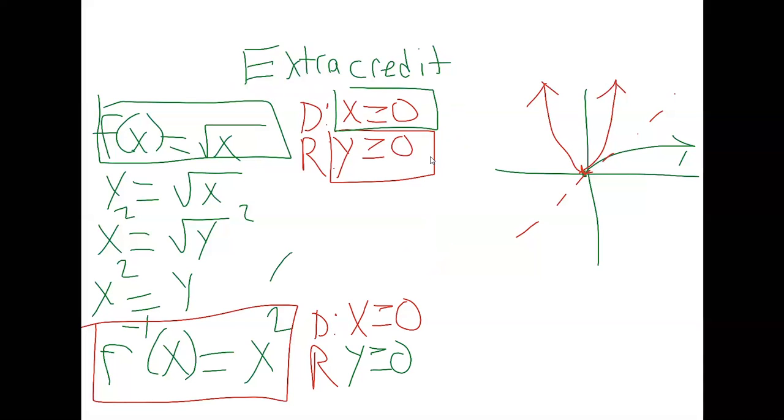But you just want to double check with yourself: is there anything that would be restricted on my new function? Well, first off, you can plug everything into an x squared. You can square any number, no big deal. You can square negatives, you can square fractions, you can square 0, like -2 squared is 4. So there are no extra restrictions on the domain.